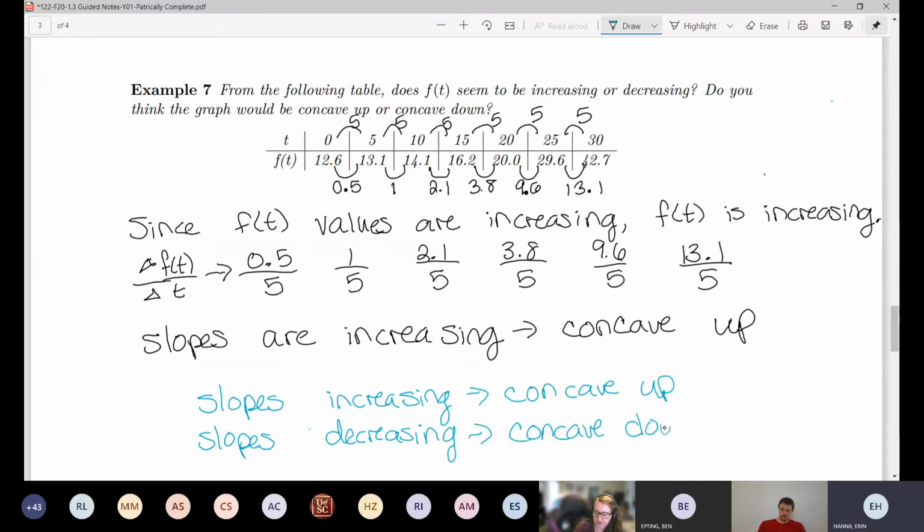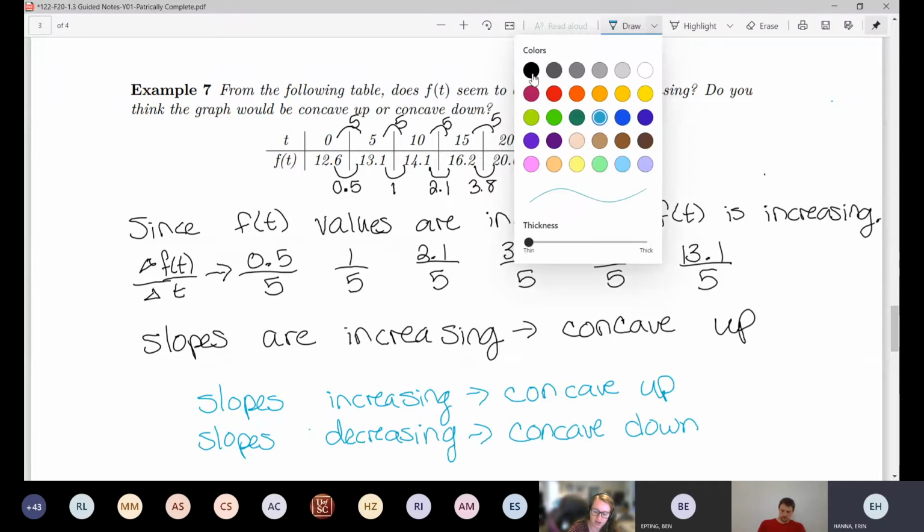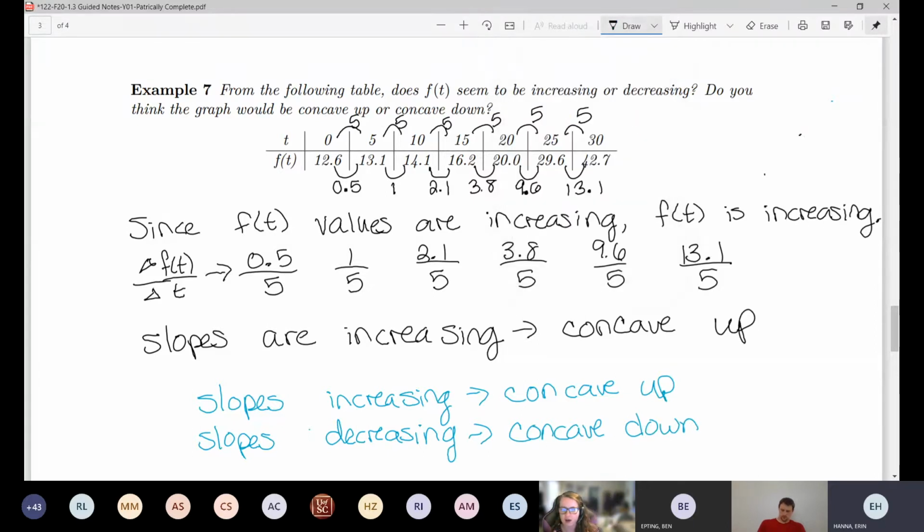So when you're given a table, that's kind of what you need to look for concave up versus concave down: you need to compare the slopes. Are the slopes increasing or are the slopes decreasing? Increasing would give you concave up, decreasing would give you concave down. Questions, concerns about that example? Okay. Questions, concerns about concavity, because now we're moving on to a different topic.